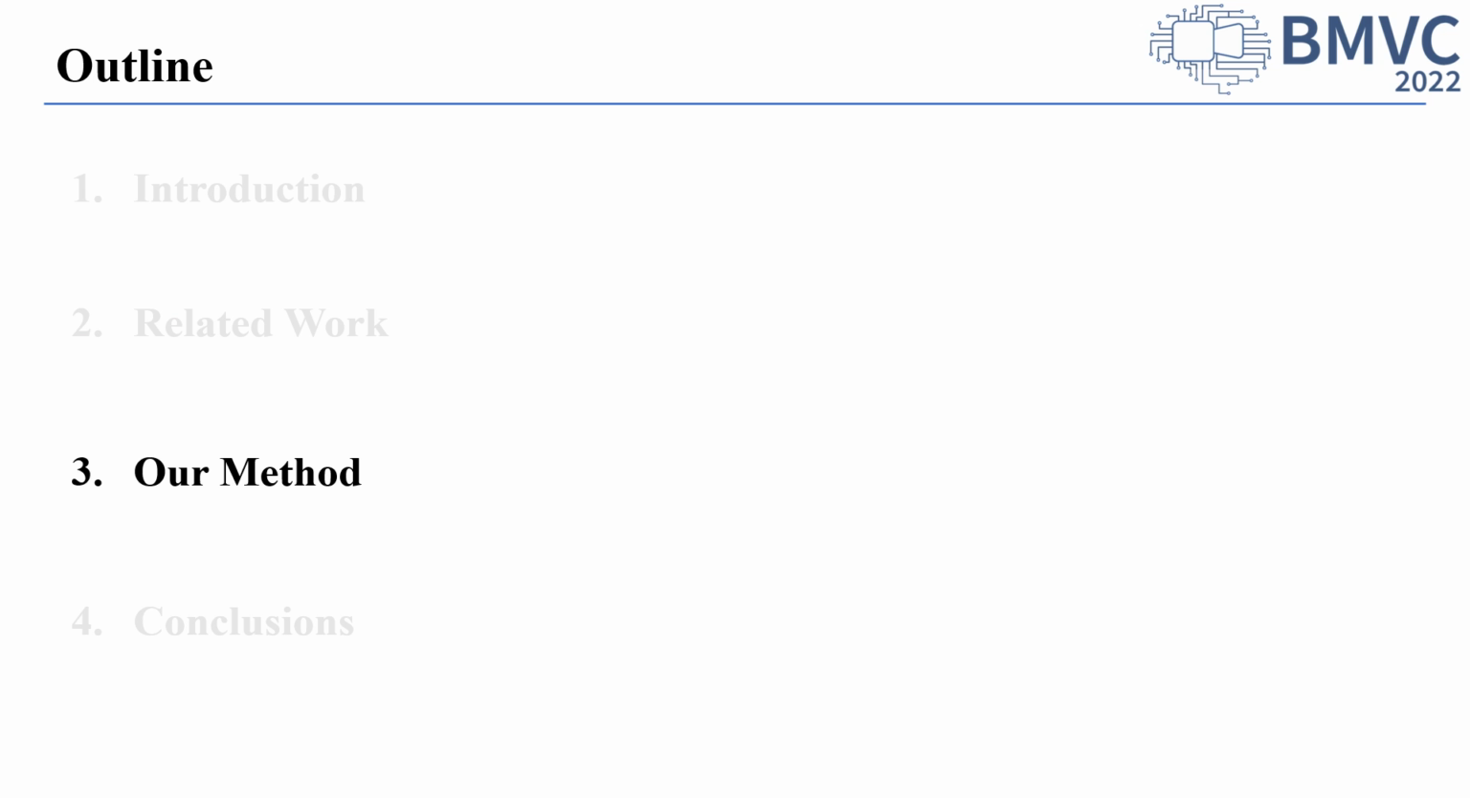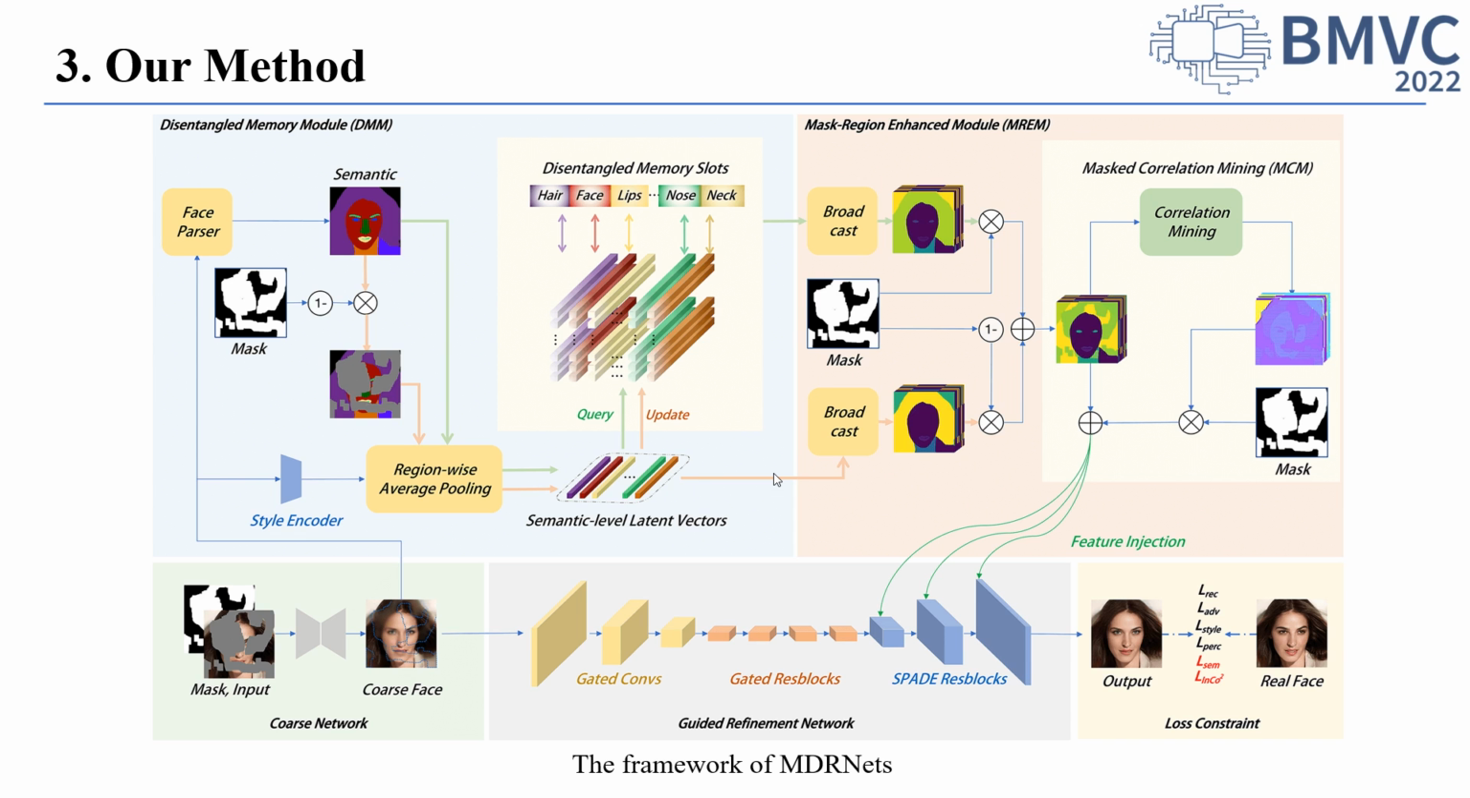Then let's go to the next chapter to introduce our method. We propose the coarse-to-fine Memory-Disentangled Refinement Networks for coordinated face inpainting, in which 2 collaborative modules are integrated: Disentangled Memory Module and Mask Region Enhanced Module.